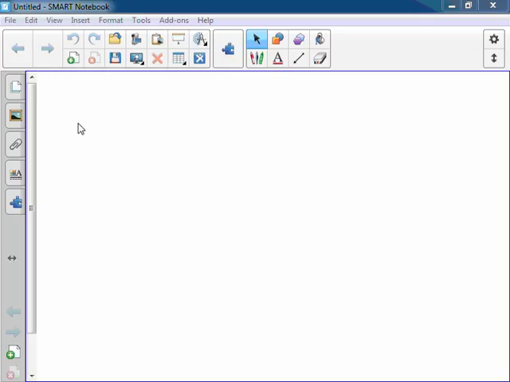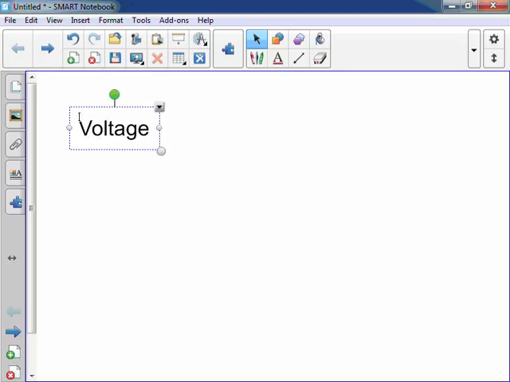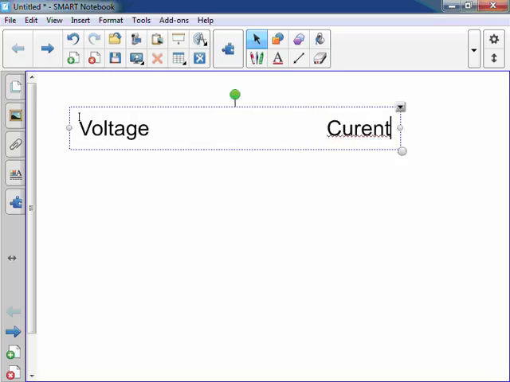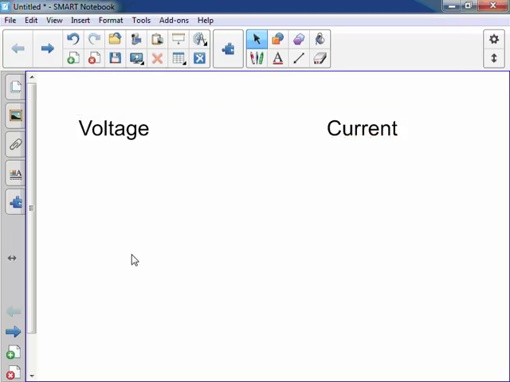So if you recall from the last lecture, we were talking about voltage and current, and we have determined that the more voltage we have, the faster the current will go. So let me write that down. Voltage, and then I'm going to put down current right here. And current, of course, has two R's. All right. So now I can draw some arrows. As voltage goes up, current also goes up. So voltage causes the current to go up.